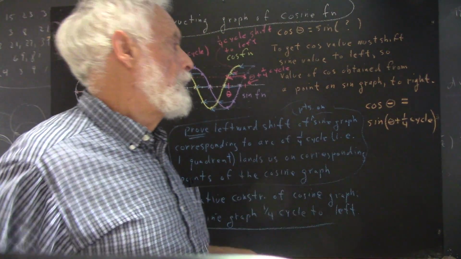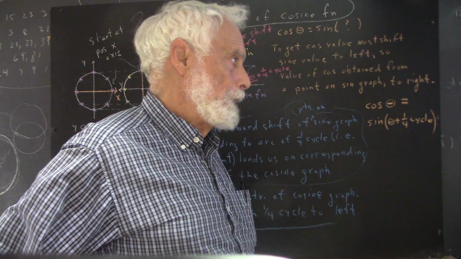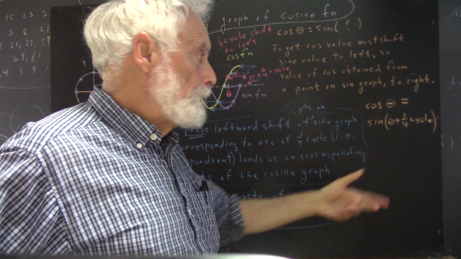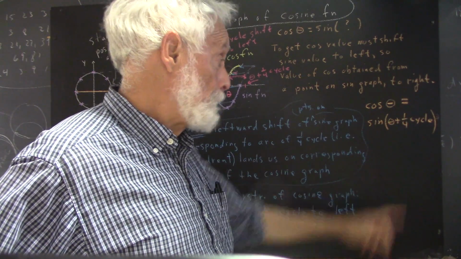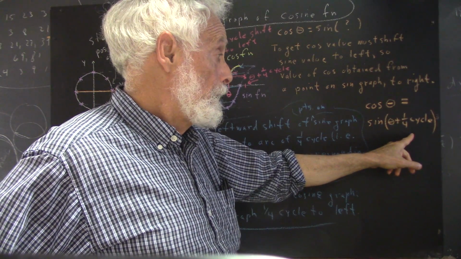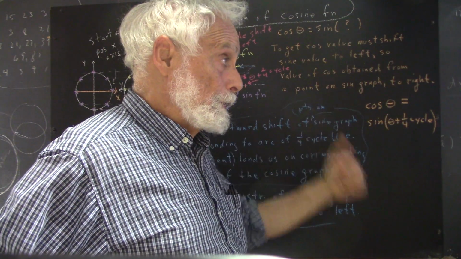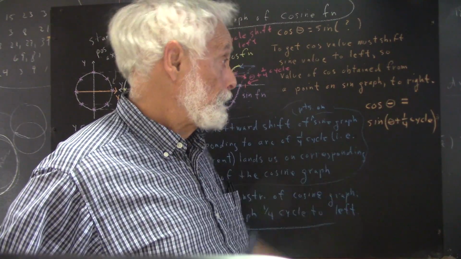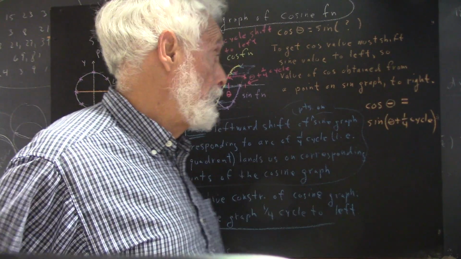Now, usually the argument of a sine or cosine function is either going to be in degrees or radians. In degrees, a quarter of a cycle is a quarter of 360 degrees around the whole circle, which is 90 degrees. If we're in radians, then the whole circle is 2 pi radians, and a quarter of that is pi over 2 radians. So, quarter cycle is either pi over 2 radians or 90 degrees.